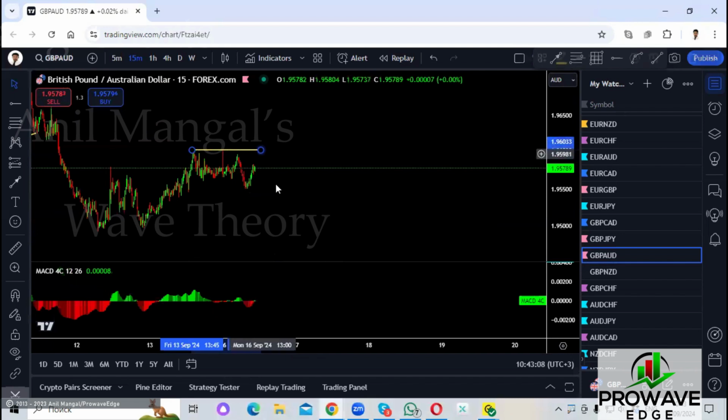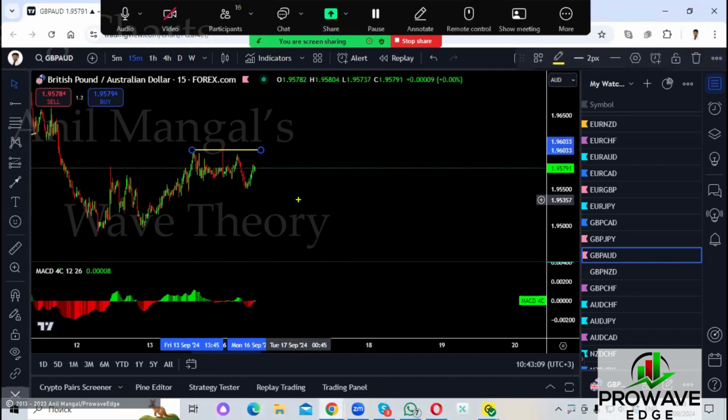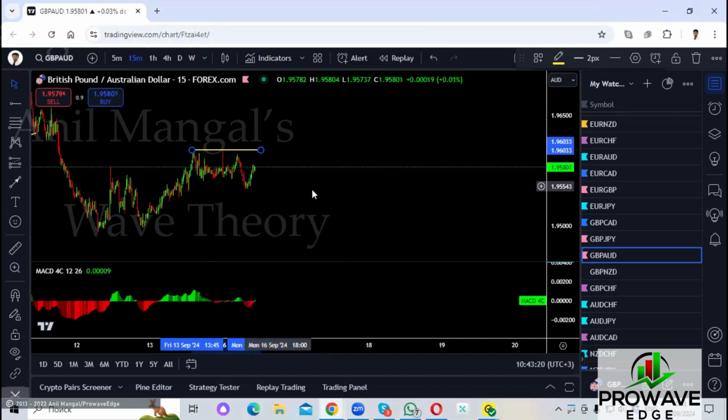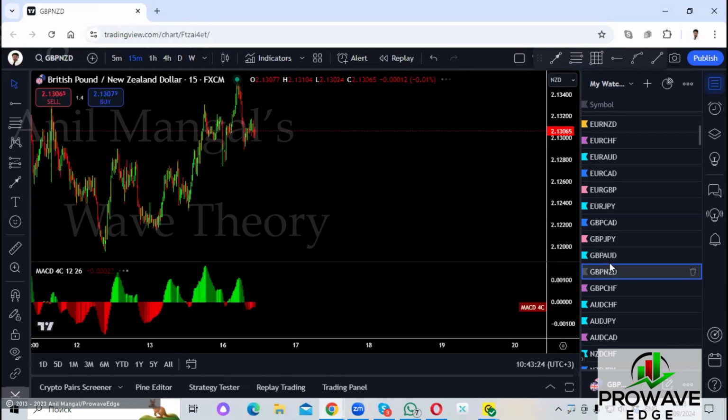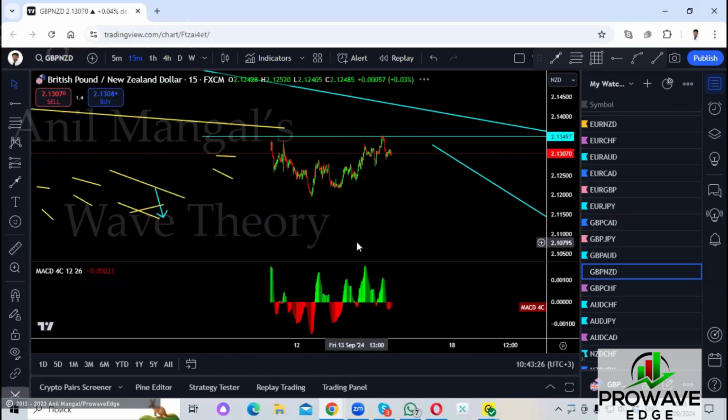Because we've got this up, even if you take this as a separate one, we've got this up. At least one more up. Look for buy setups. Look for short-term buy setups. Pound New Zealand, let's see.